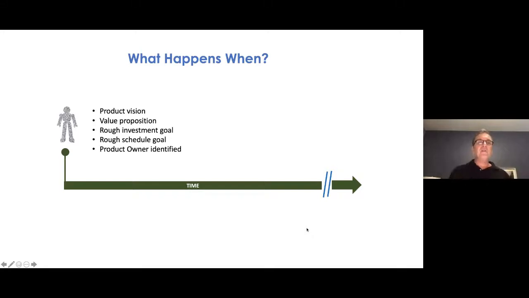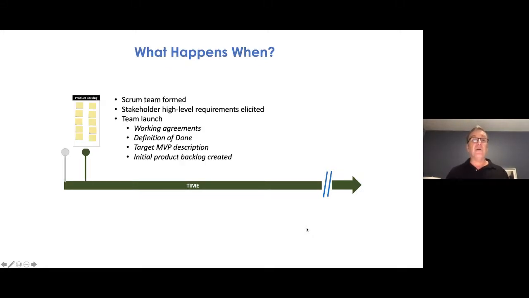The whole thing starts with our value proposition, our product vision, a rough idea about how much we're willing to invest in this thing and about when we would want to get it, and identify an owner for the product backlog, the product owner. And then the Scrum team is formed. Stakeholders and high-level requirements are listed at this point. The team launches with working agreements, definition of done, and a target description of their minimal viable product, and they get started building their initial product backlog.